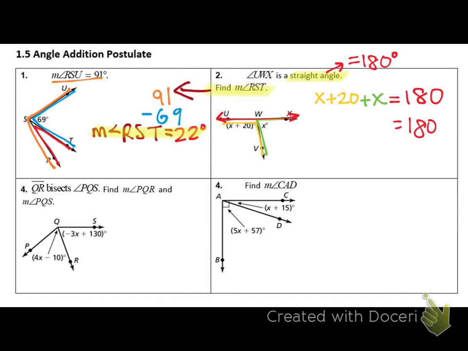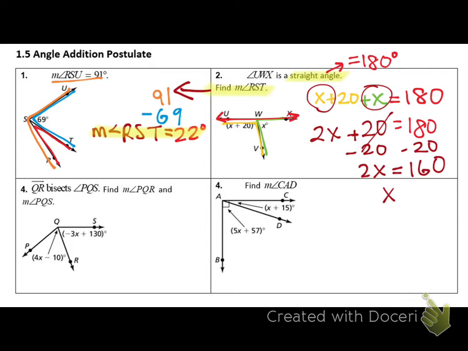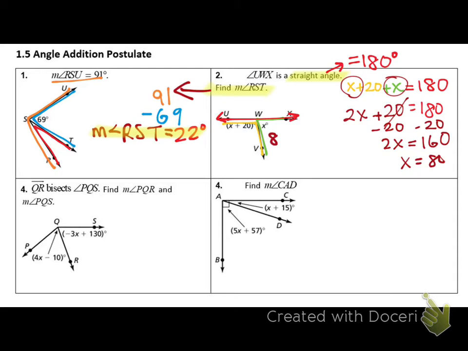So we're going to combine like terms. x and x make 2x plus 20. Subtract 20. 2x equals 160. So then x is divided by 2. 80. So we're going to find the measure of both of the angles. One of the angles was x, so we know it's 80 degrees. The other one was x plus 20, so that one will be 100 degrees, which makes sense because what should these 2 add up to? 180. Perfect.